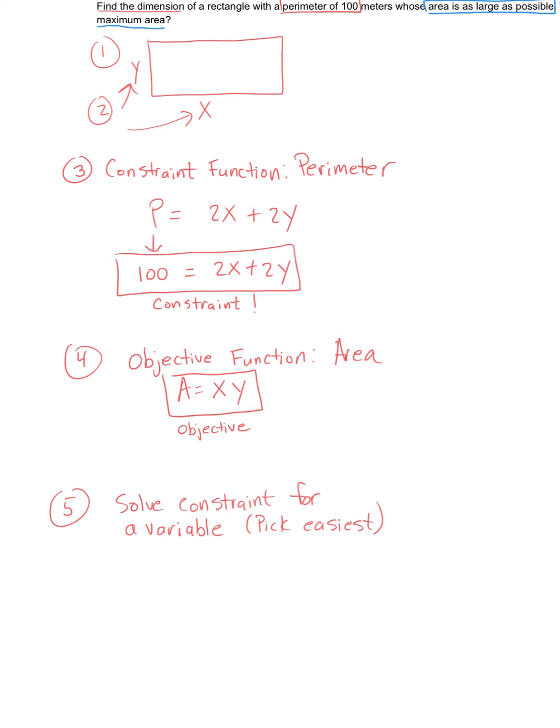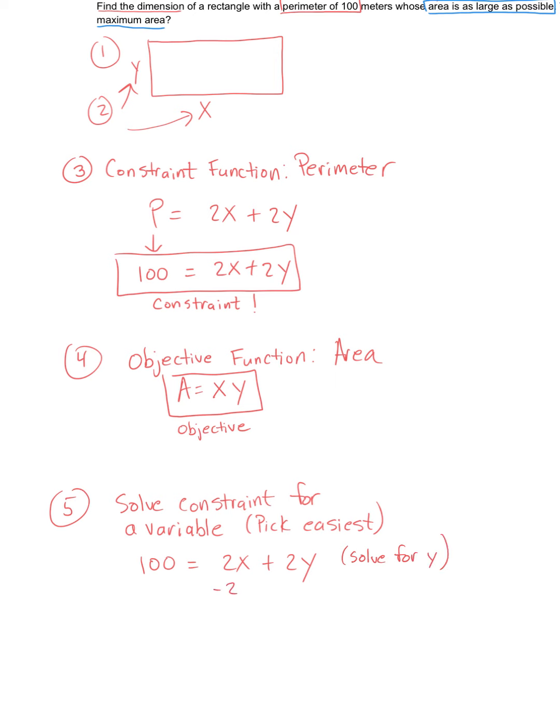So in this case, I'm going to just write my equation here. 100 is equal to 2x plus 2y. In this case, it doesn't matter. Solving for x or solving for y, one isn't any easier than the other. So you just pick. All right, I'm going to solve for y. I'm just going to write that down. Solve for y.